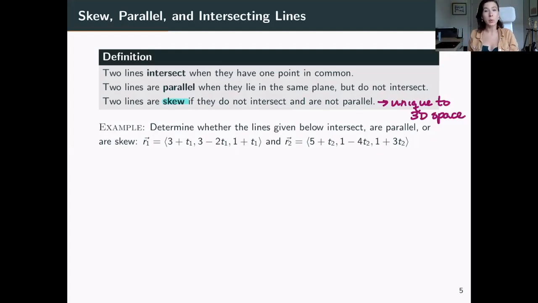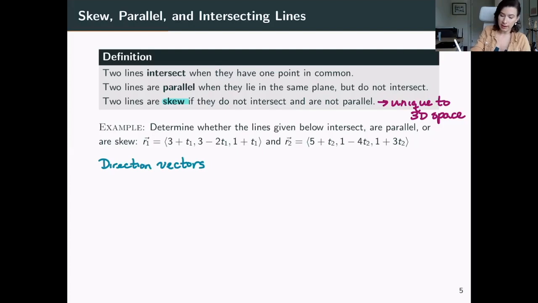In this example, we want to determine whether the lines given by these parametric equations are intersecting, parallel, or skew. It's relatively straightforward to notice that these lines are definitely not parallel. Why? We can look at the direction vectors. These are the vectors, our A, B, C, that give us which way our lines are going.